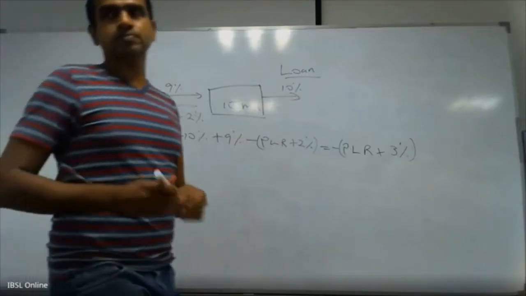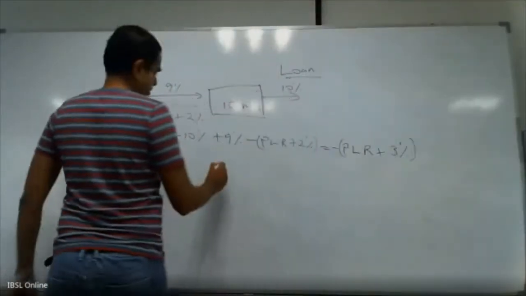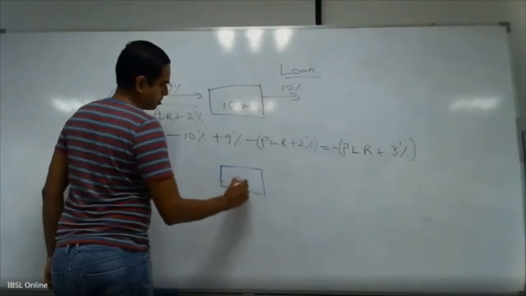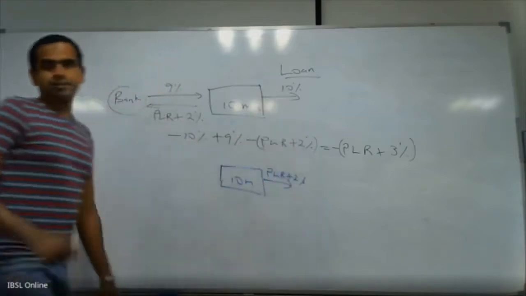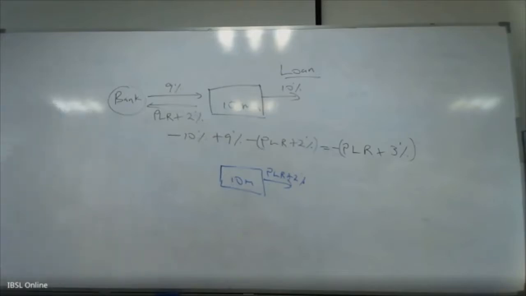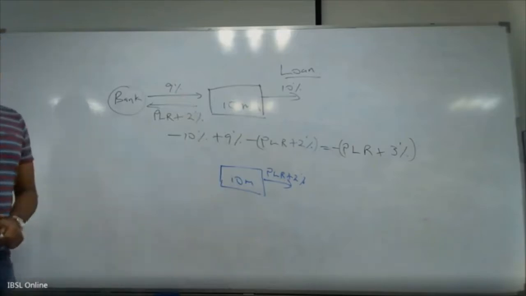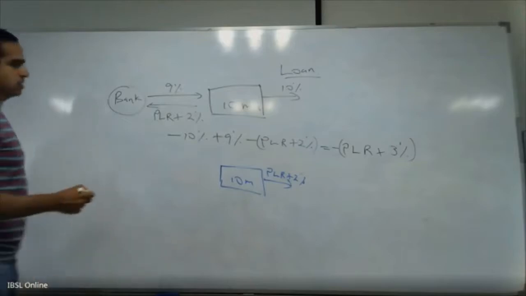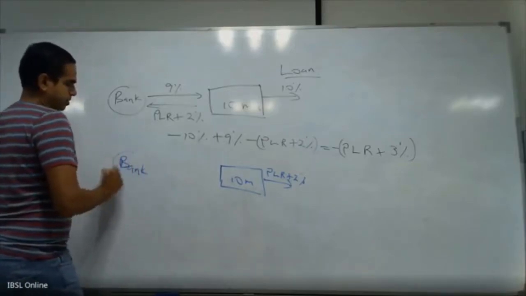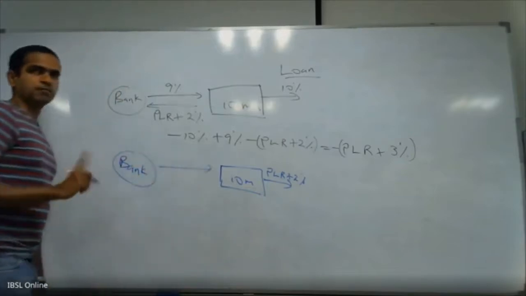Now the second scenario. Let's say your housing loan is 10 million, and you are paying PLR plus 2% interest on it. So your risk in this case is interest rates going up or going down. When you're paying a floating rate, your risk is what? Interest rates increasing. Yes. So you expect interest rates to increase. If you feel interest rates will increase, you go to the bank, and you tell them that you want to switch from paying floating to paying fixed.